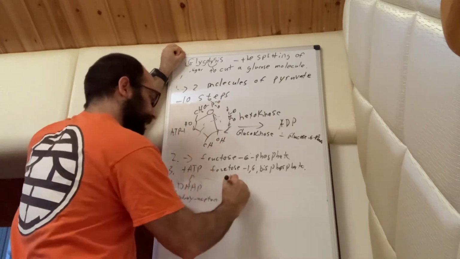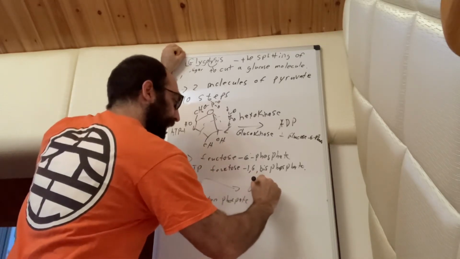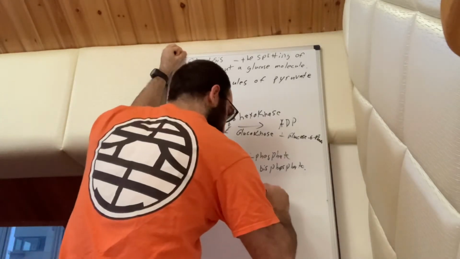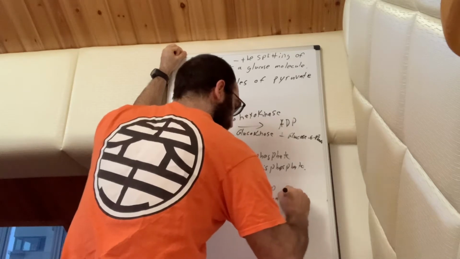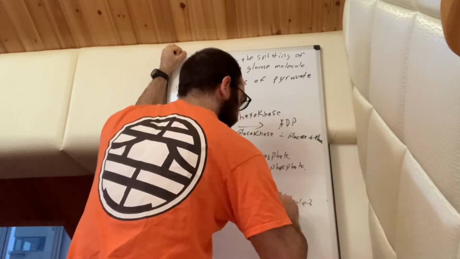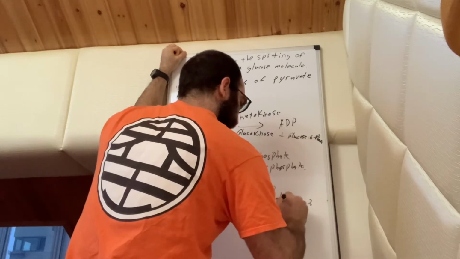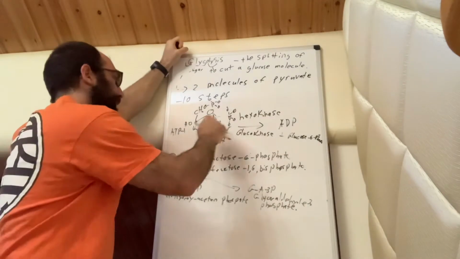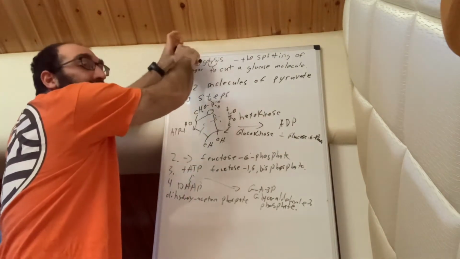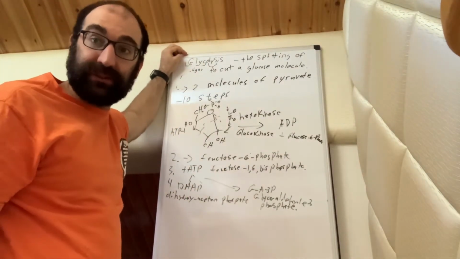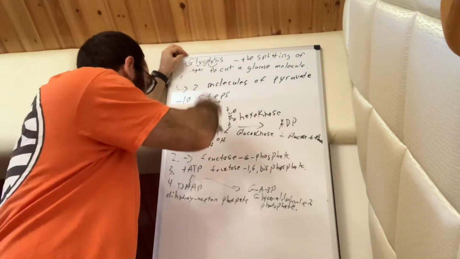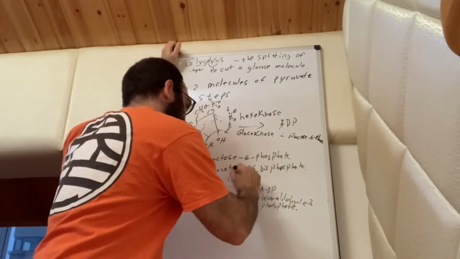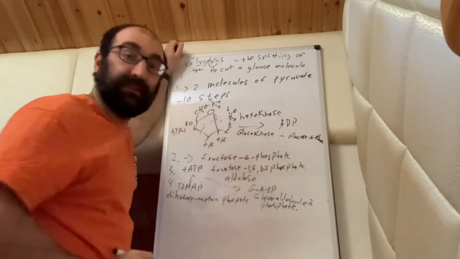And the other molecule that you're going to make is going to be called GA3P, which is glyceraldehyde 3-phosphate. Okay. Notice at this point we've used up 2 ATPs. There's 1 ATP here, and there's another ATP here. And this is really important because this is called the energy investment phase. The enzyme that does this, if you want to remember it, is called aldolase. Okay, it splits it into 2 molecules.